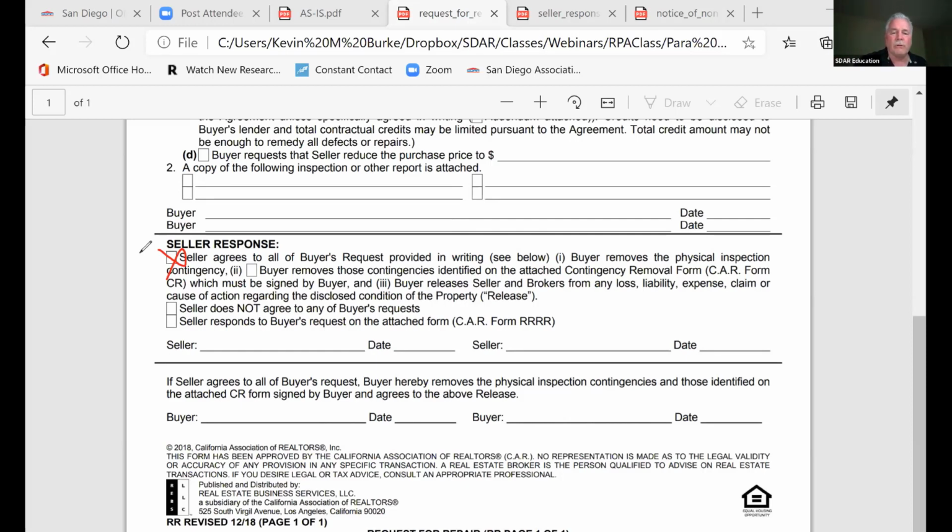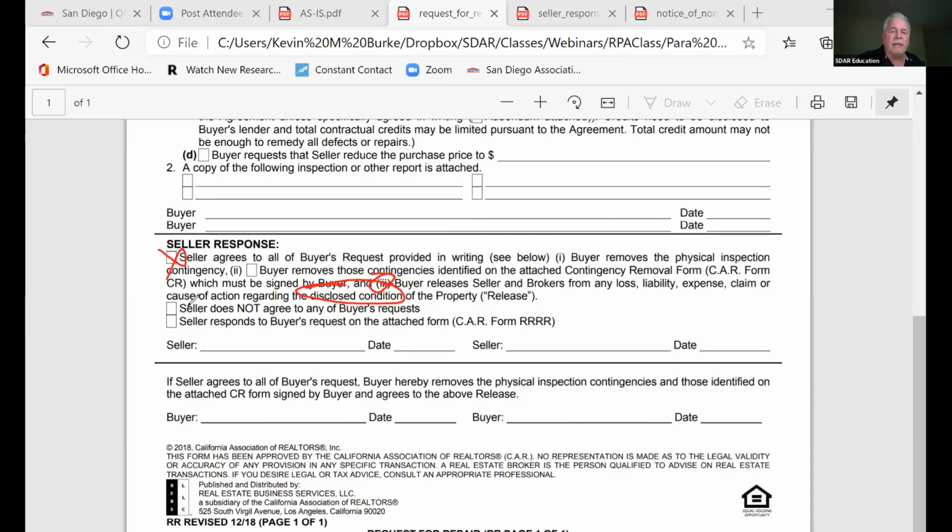And then finally, number little i, buyer releases the seller and the brokers from any loss, liability, expense, claim, or cause of action regarding the disclosed condition of the property. The disclosed, keyword, disclosed condition of the property, right? So if there was something that the seller didn't know about, then the seller can't disclose something they don't know about. Just had a case on that a couple months ago. Seller didn't know. Hey, if you don't know, you don't know. How can you disclose something you don't know? And then the buyer says, well, we kind of feel like they should have known. And it's like, okay, prove that they knew it. And they didn't know it, right? They just didn't know it. You got the same information the seller had, right? So that's kind of how that went. Didn't go well for the buyer.